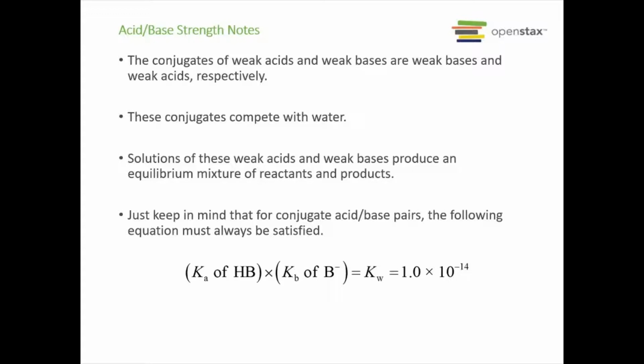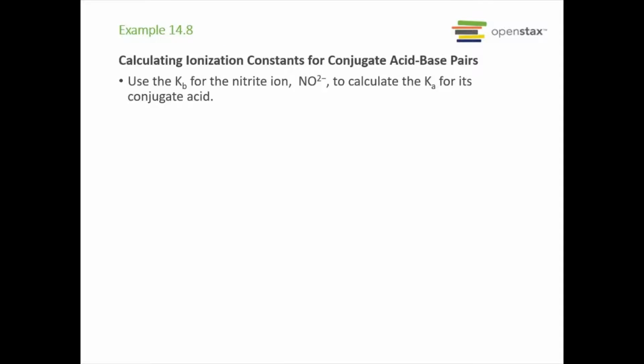Now the conjugates of weak acids and weak bases are weak bases and weak acids respectively. And these guys are going to compete with water. So if you have solutions of weak acids and weak bases, you end up with an equilibrium mixture of reactants and products. But no matter what, keep in mind that when you multiply the Ka of your acid and the Kb of the base, you get Kw.